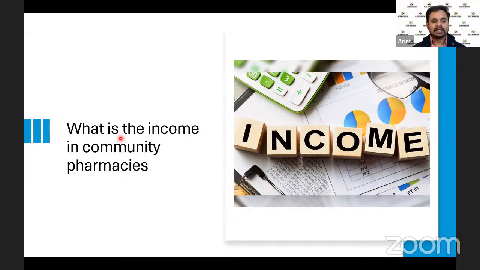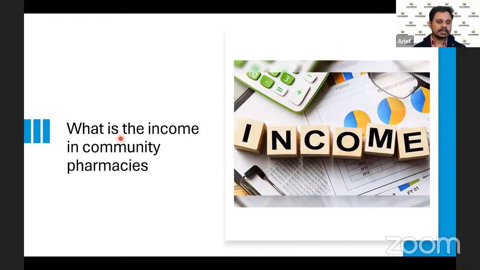So that is the average business. Each pharmacy will do up to $1 million business. $1 million business in the sense of 5 crore Indian rupees. So this is the business that they will do, up to 1 million Australian dollars. But this is the gross income that we get.